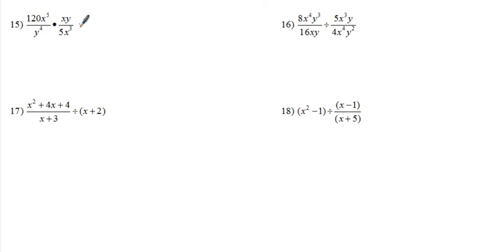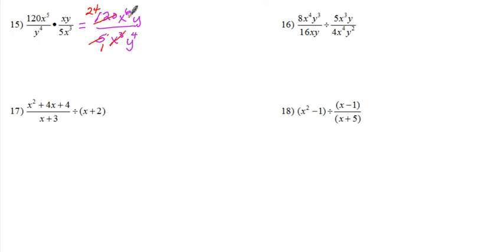Let's go ahead and multiply first. So let's see what we have here. We have 120. X to the 5th times x is x to the 6th. And then there's a y to the 1 up there. And then down below we have 5, x to the 3rd, y to the 4th. Now let's cancel what we can. So a 5 and a 120 go neatly into a 1 on the bottom and a 24 on top.